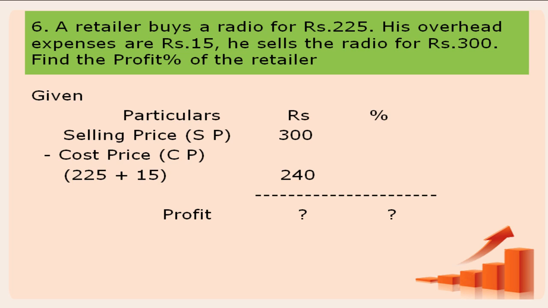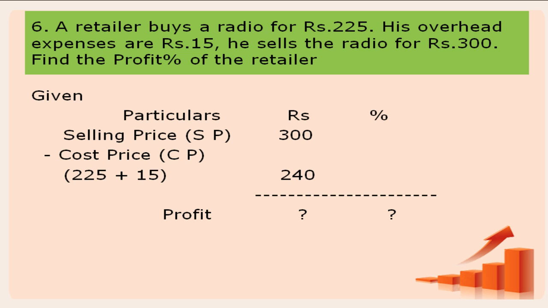A retailer buys a radio for rupees 225. His overhead expenses are 15. He sells the radio for rupees 300. Find the profit percentage of the retailer. Selling price is 300 and cost price of the article is 225 and the overhead expenses incurred on the radio is 15. So cost price is equal to 225 plus 15, that is equal to 240. Hence selling price is 300, cost price is 240. Now we have to calculate profit percentage.